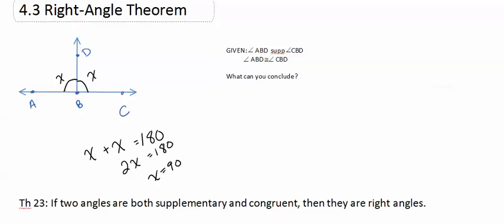So the theorem we can take out of this is, if two angles are both, that's the key thing, supplementary and congruent, then they are both right angles.